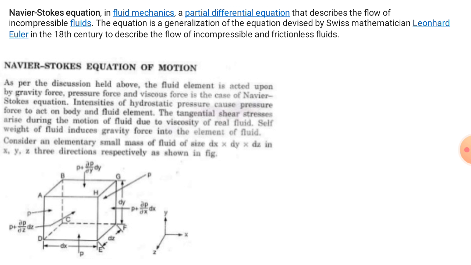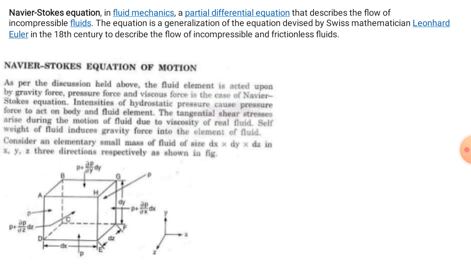For the Navier-Stokes equation of motion, as per the discussion, the fluid element is acted upon by gravity force, pressure force, and viscous force. Intensities of hydrostatic pressure cause the pressure force to act on a body and fluid element. The tangential stresses arise during the motion of fluid due to the viscosity of a real fluid. The self-weight of the fluid induces the gravity force on the element of fluid.